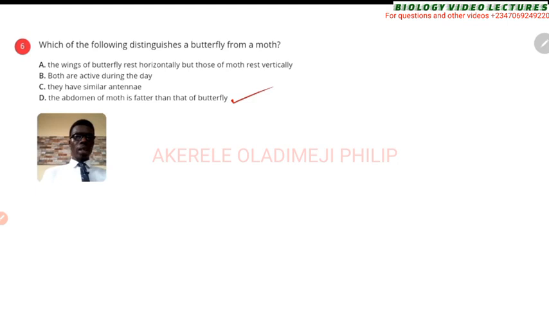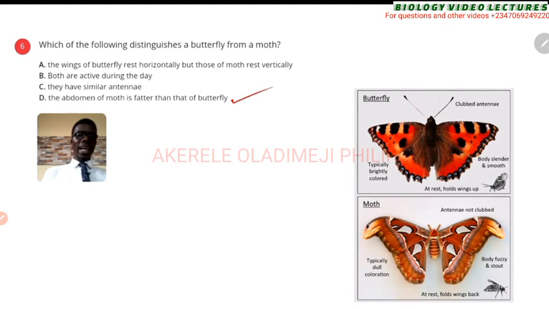The reason why I said A is wrong is this: when butterflies are at rest, they hold their wings up, that's vertically, not horizontally, as is said in option A. When moths are at rest, they roll their wings almost horizontally, like backwards. So that is opposite to what is said here. That's why I didn't choose A.